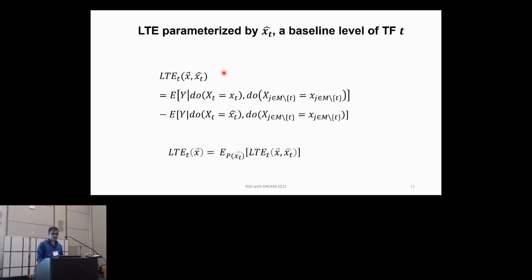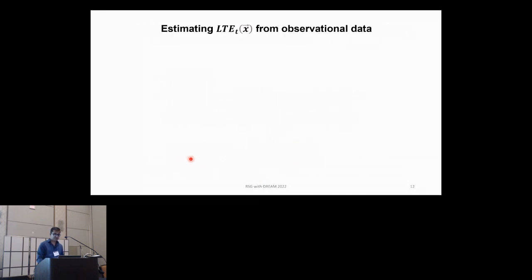So the next modification is to parameterize the local treatment effect, or LTE, with a constant xt hat that represents a suitable baseline level of the TF, and comparing the effect of setting xt to what is seen in the sample X to the effect of setting xt to the assumed baseline level xt hat. The LTE parameterized by this baseline level can then be averaged over some distribution of that baseline level to obtain the ultimate LTE. All this has been just playing with definitions, using causal language to help think mechanistically about the effect of a TF on the target gene in a specific sample X.